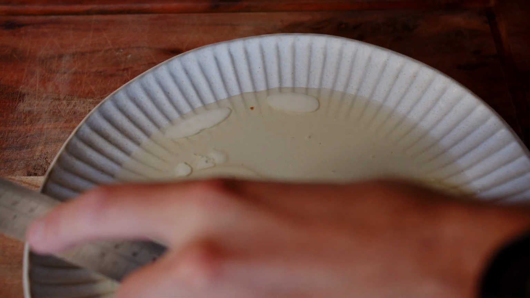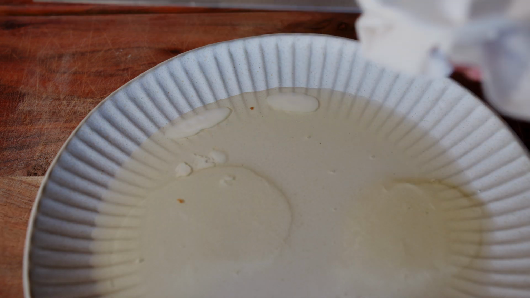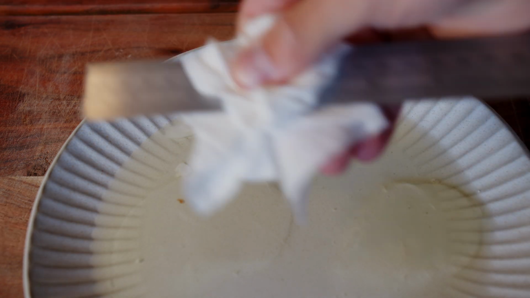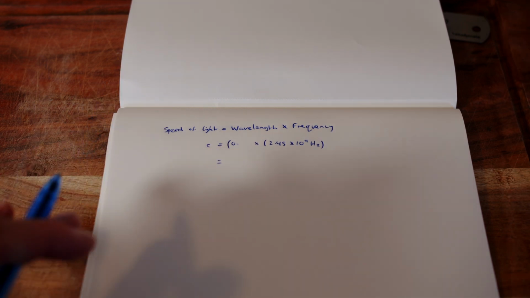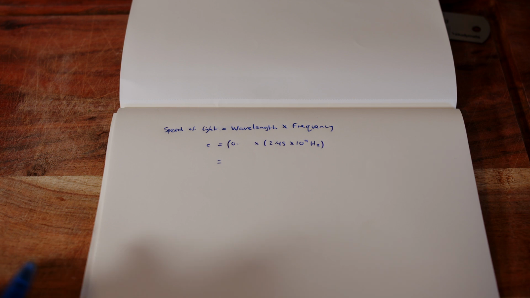That's looking pretty much right on 6 centimeters. Clean that off. Okay, so I ended up getting about 6 centimeters of distance between the hot spots. So if I double that, that should give me the wavelength.